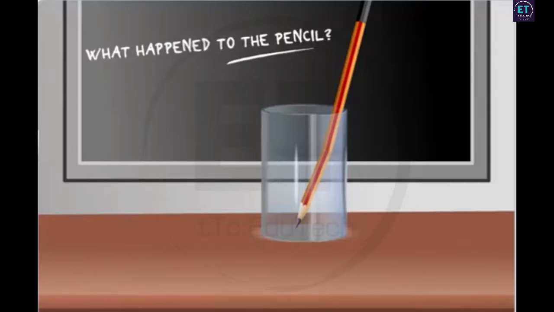You can see that when you take the pencil out again. The apparent bending of the pencil is a result of a property called refraction. In this lesson, you will learn about refraction and concepts associated with it.